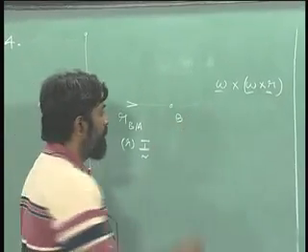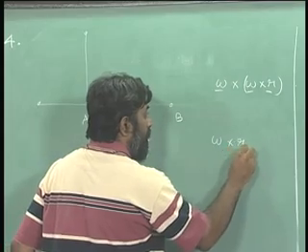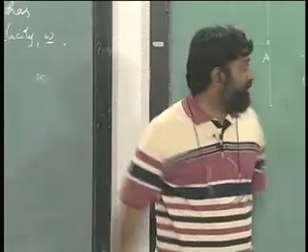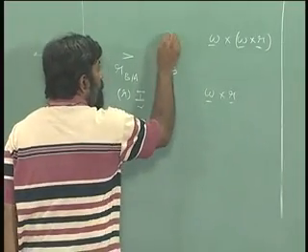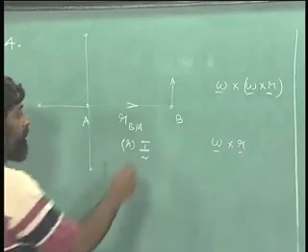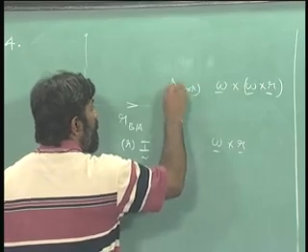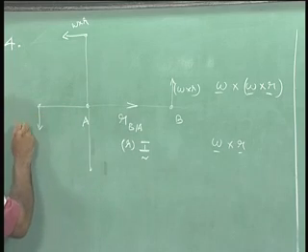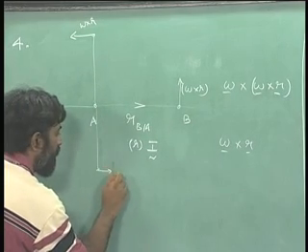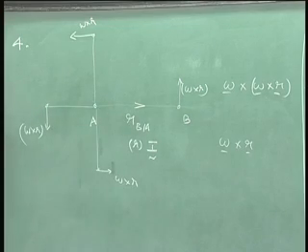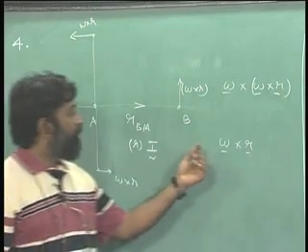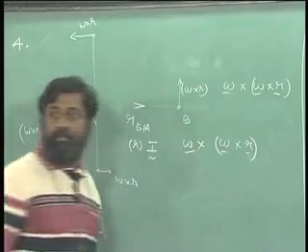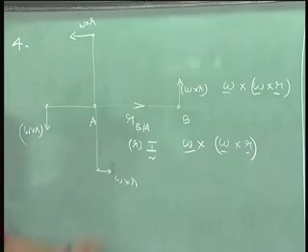Let us understand, if I take omega cross r, what is omega cross r? It is nothing but the tangential velocity, we have already seen that. What will be the direction? I know it is anti-clockwise direction, and this is omega cross r here, this is omega cross r here, this is omega cross r here, this is omega cross r. Is this clear?